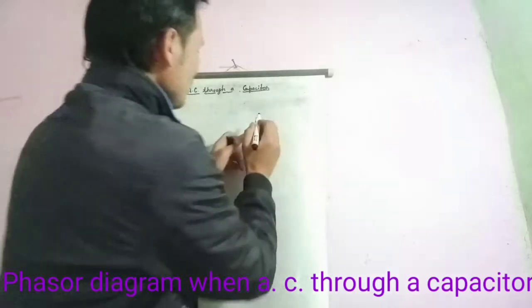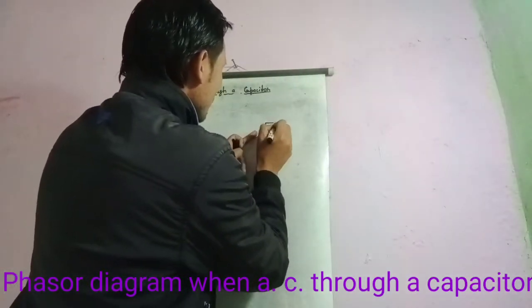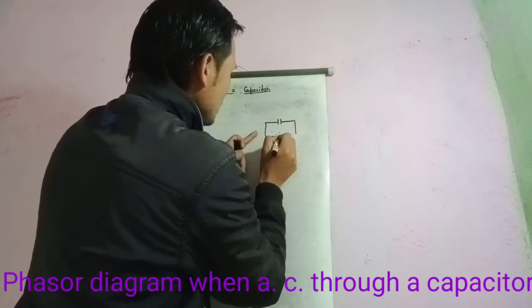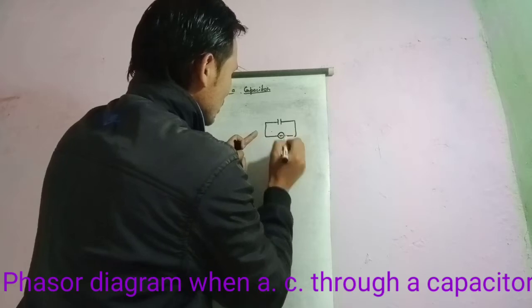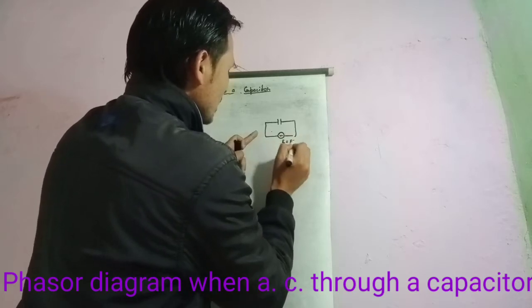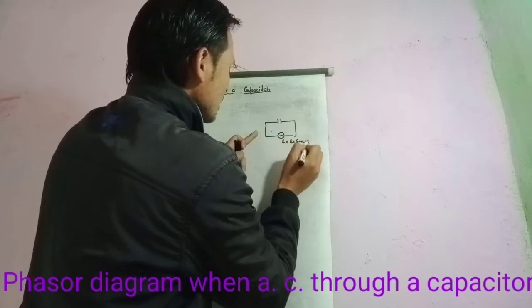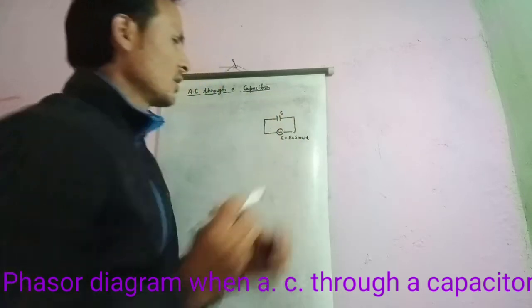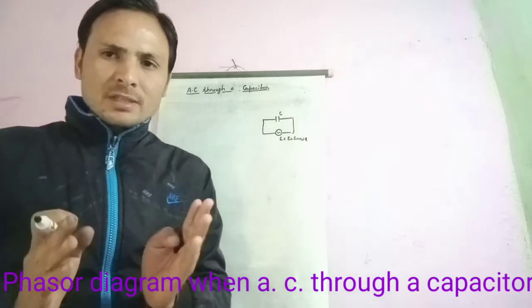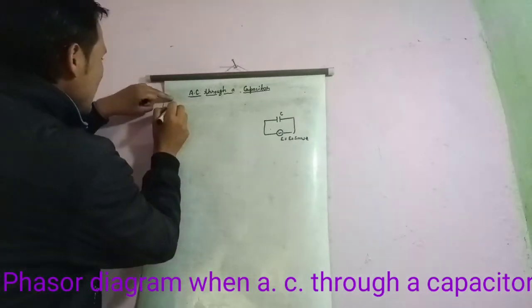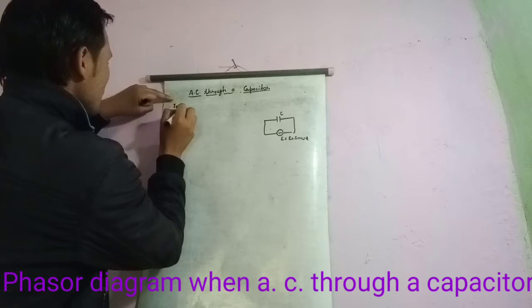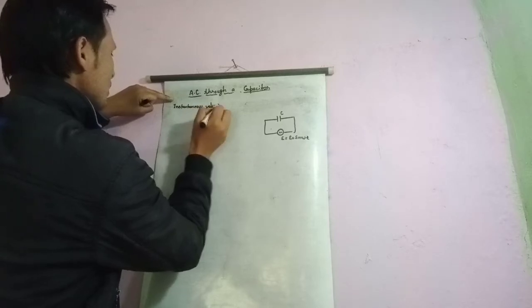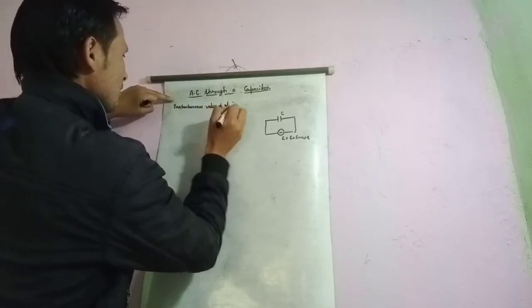Now this is the circuit diagram where a capacitor is connected with an alternating source whose alternating EMF is E equal to E naught sine omega t. The capacitance of this capacitor is capital C. Our first step is the instantaneous value of alternating EMF.